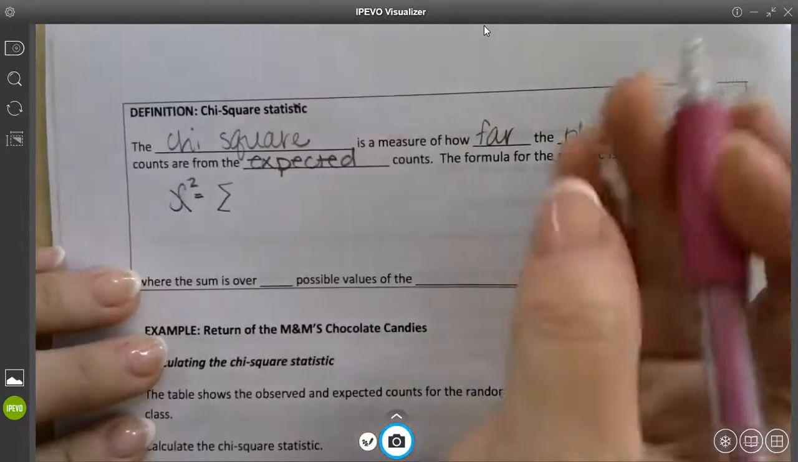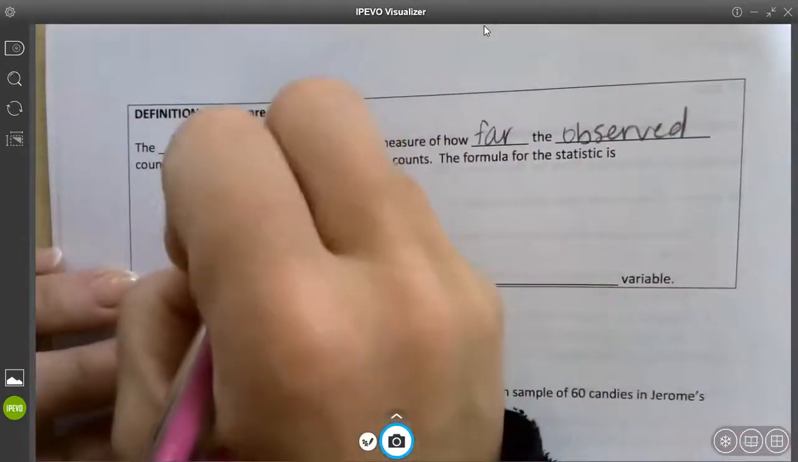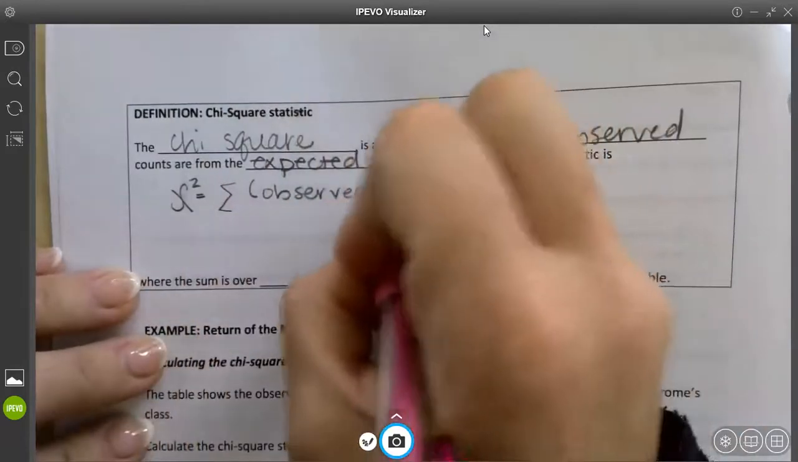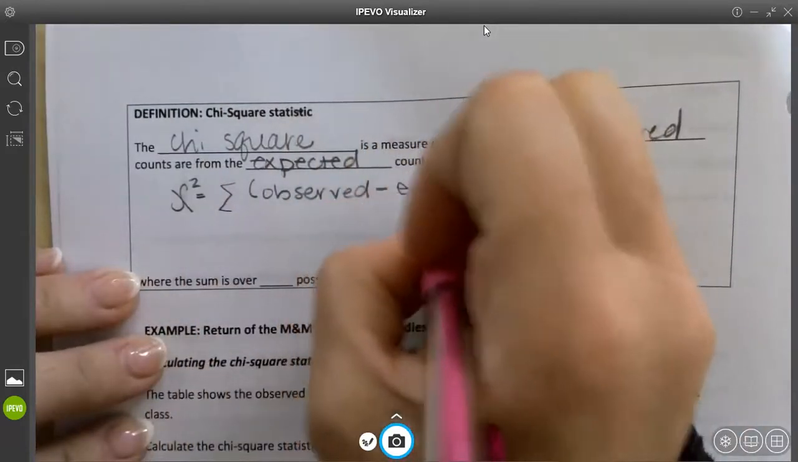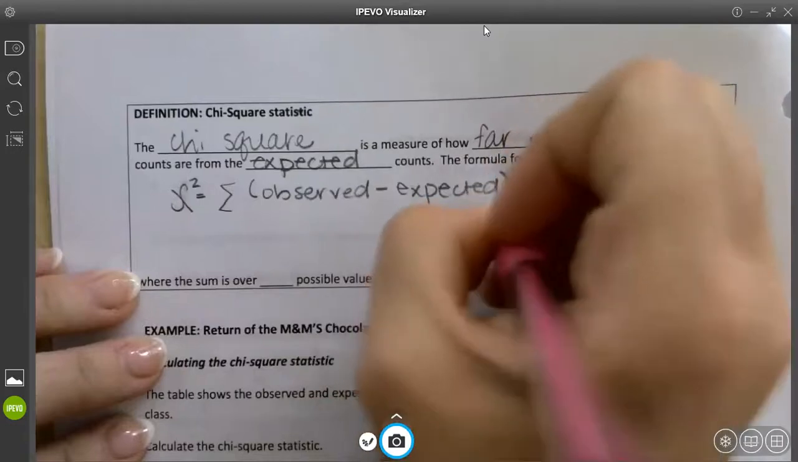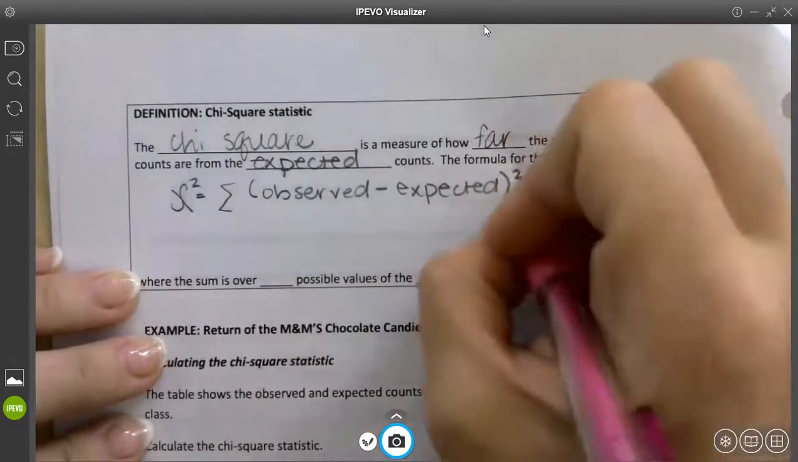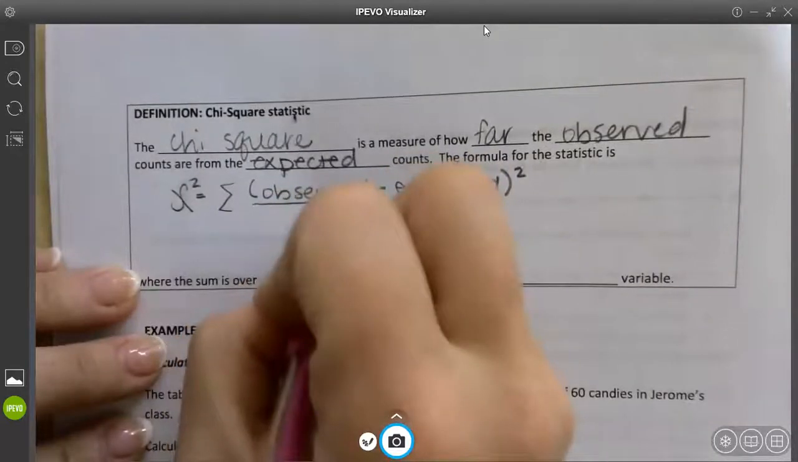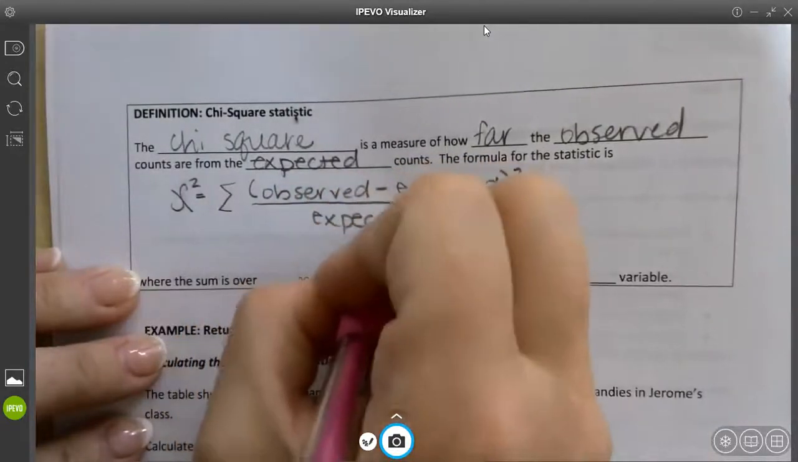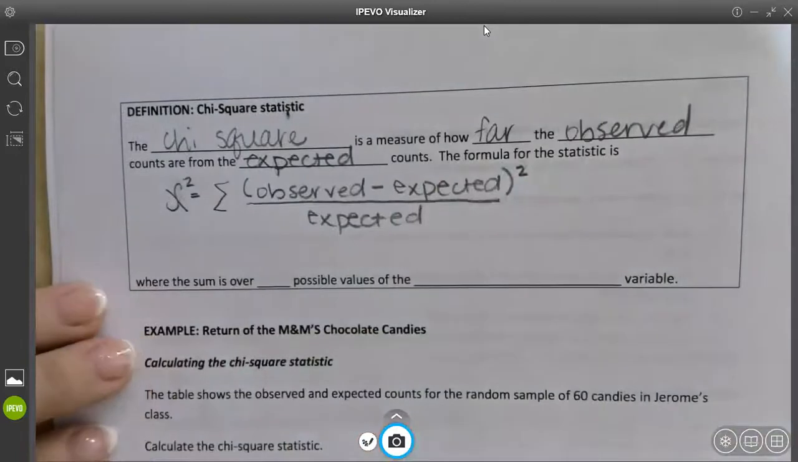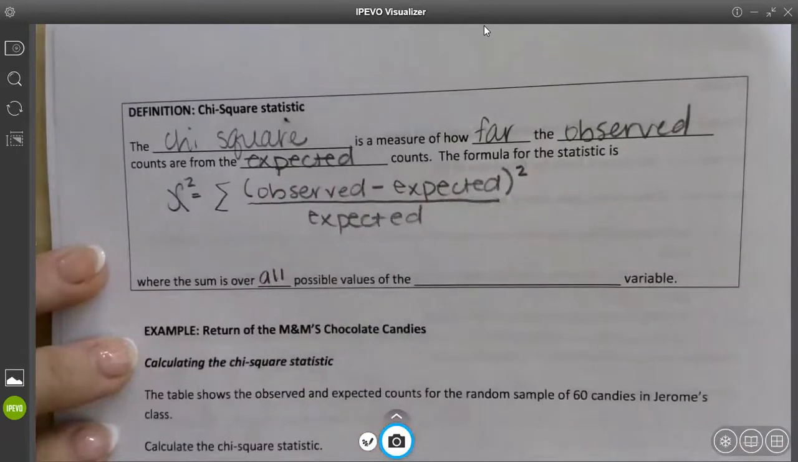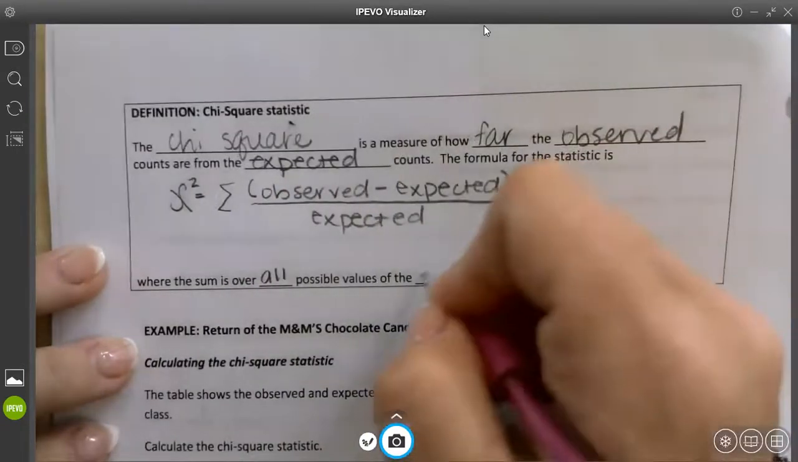It is the summation of the observed minus the expected squared over the expected, where the sum is over all possible values of the categorical variable.